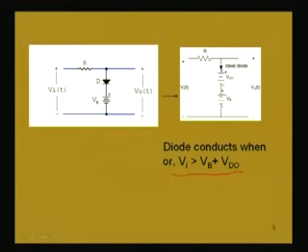And when Vi is less than Vb plus Vd naught, then the diode will not conduct. So, when the diode is not conducting, these 2 points are like open circuit. So, there is no path of current through this. So, that means these 2 points are open circuited. So, the voltage at this point is same as the voltage at this point, means output voltage is equal to the input voltage. Since there is no current flow, there is no voltage drop across this resistance. So, input and output voltage same.